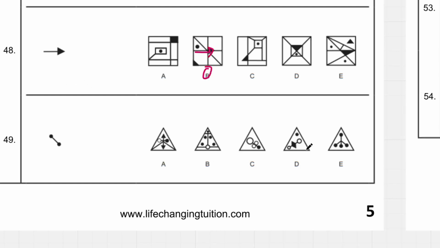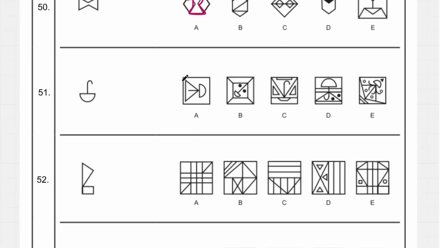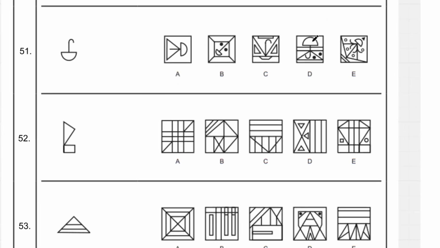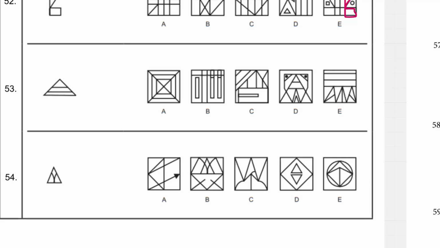49, I can see a small shape. This has been rotated to be this small barbell type shape. 50, we see it over here. Question 51, I can see in D, there's this umbrella shape. Then 52, we have in E twice, I can see the triangle with the rectangle.